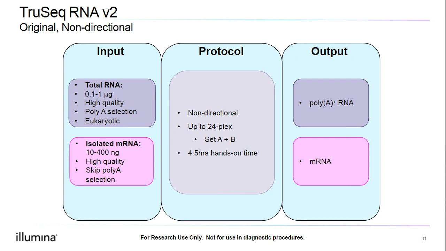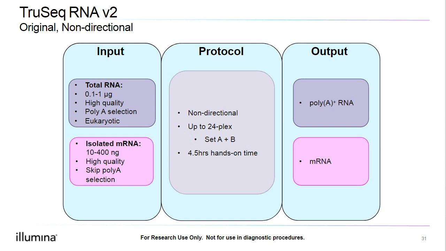The information in this slide is divided into 3 parts: input on the left, protocol in the middle, and output on the right. And I will keep this formatting the same throughout the presentation. So for TruSeq RNA V2, we can use 2 input types. If we use total RNA, we can use 100 nanograms to 1 microgram. We will want to use high-quality material from eukaryotes. And the reason that we want high-quality material is because we're using the poly A tail located on the 3' end for the pull down.